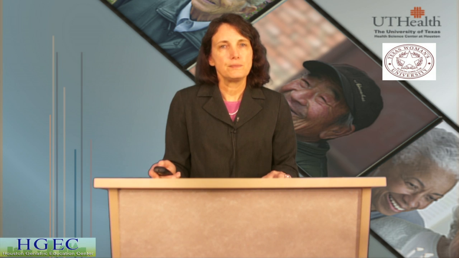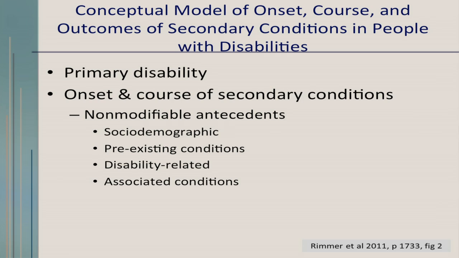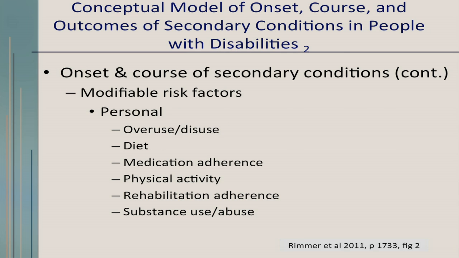Is this someone who had baseline of diabetes already or hypertension? Those kinds of things. Then there's the disability-related antecedents. So this would be the type, severity, and duration of the disability. And then there's the associated conditions. So this includes concurrent health impairments related to the disability, and this would include things such as spasticity, presence of seizures, and that kind of thing. So then we look at modifiable risk factors, and those have been divided into personal and environmental risk factors.